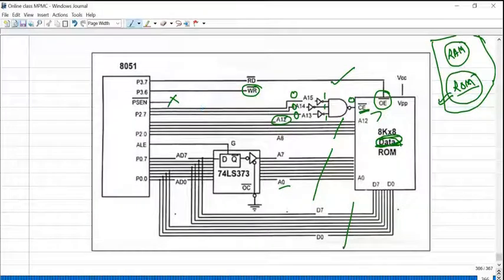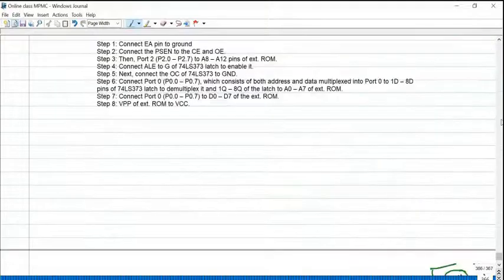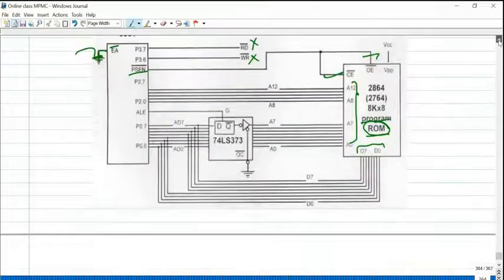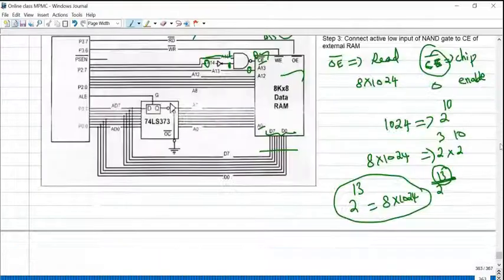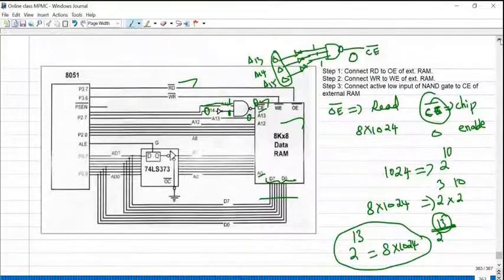So in this case, you have to connect the read bar signal with the output enable. Be clear. Read the question carefully in your examination, whether mid-examination or semester examination, to see whether they are asking to interface program ROM or data ROM with the microcontroller. If data ROM, this is the interface diagram. If program ROM, this is the interface diagram. RAM is only one type, no issue. This is a standard pattern.